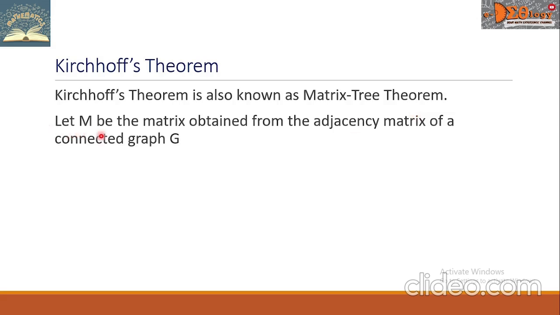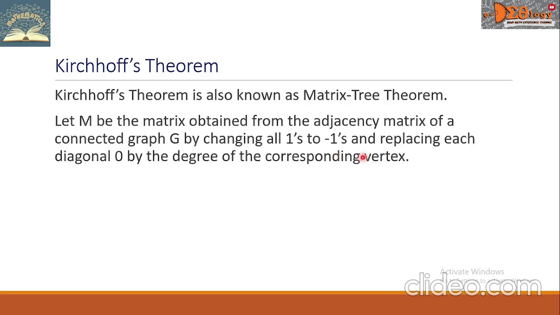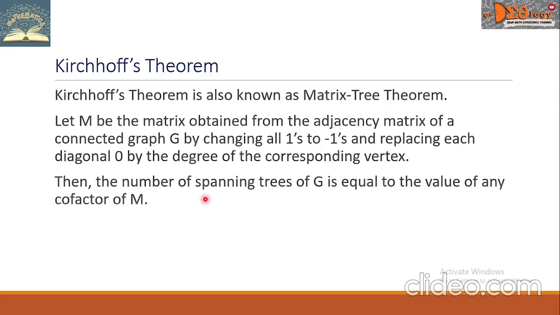Let capital M be the matrix obtained from the adjacency matrix of a connected graph G by changing all 1 to -1 and replacing each diagonal 0 by the degree of the corresponding vertex. Then, the number of spanning trees of G is equal to the value of any cofactor of M.